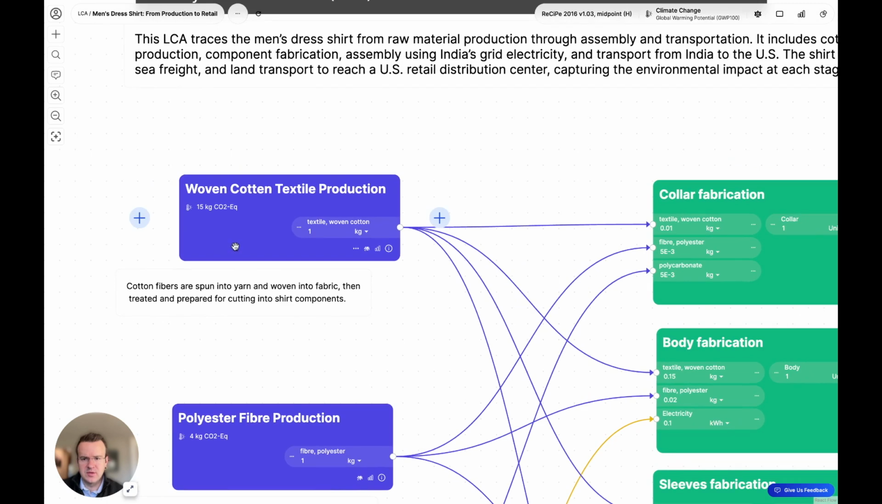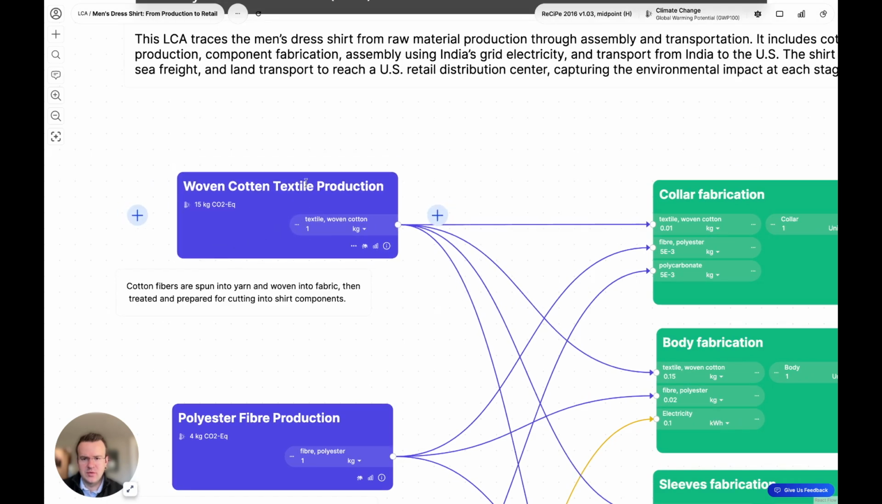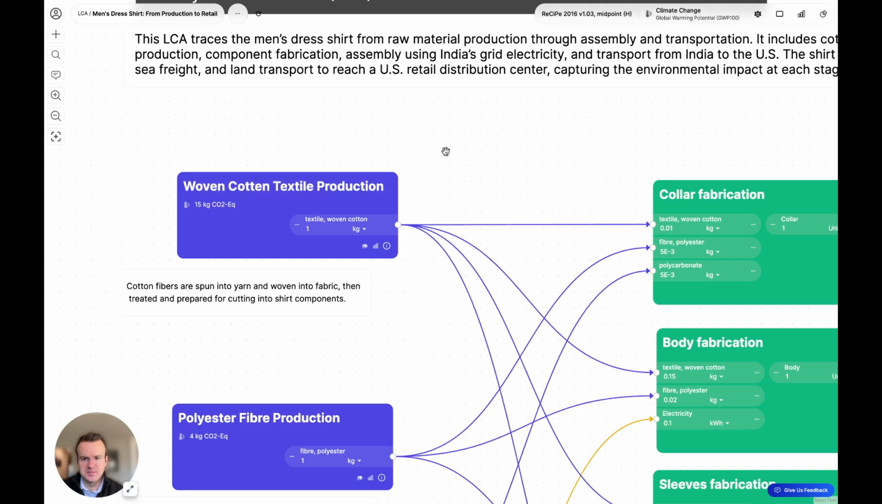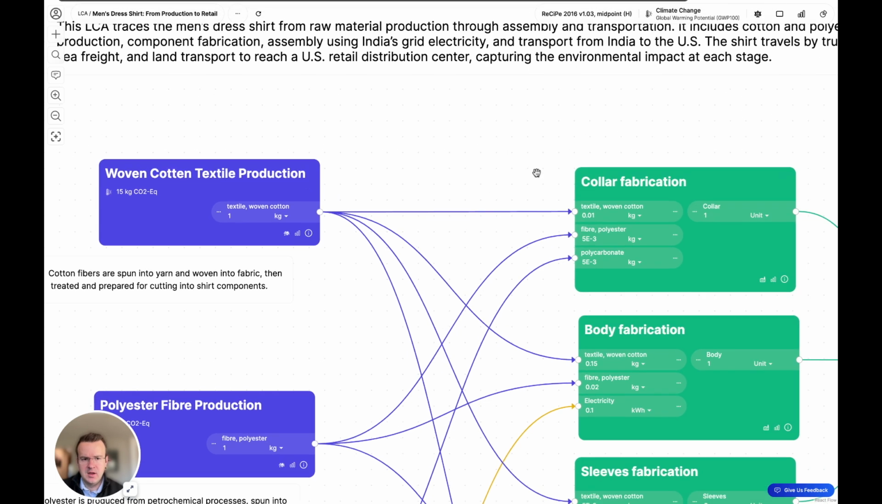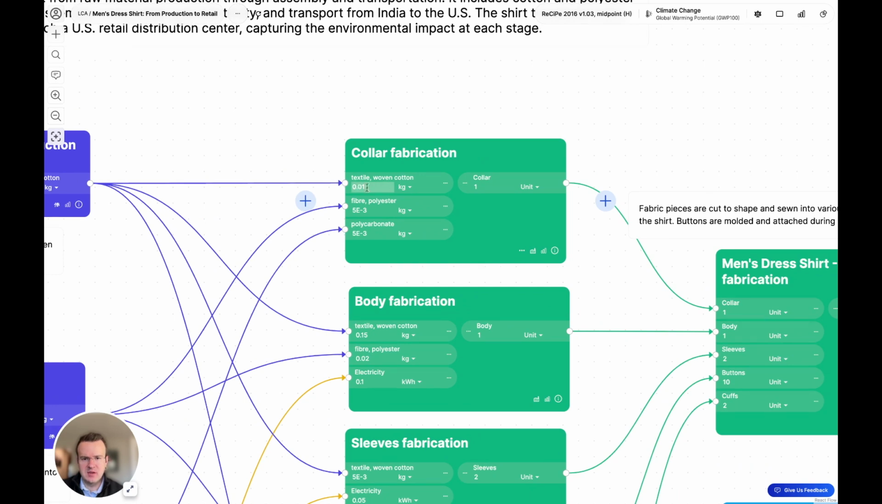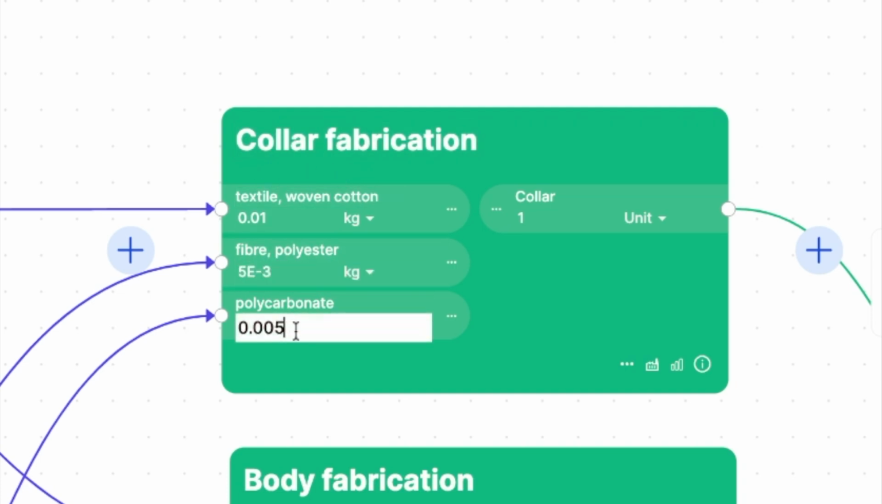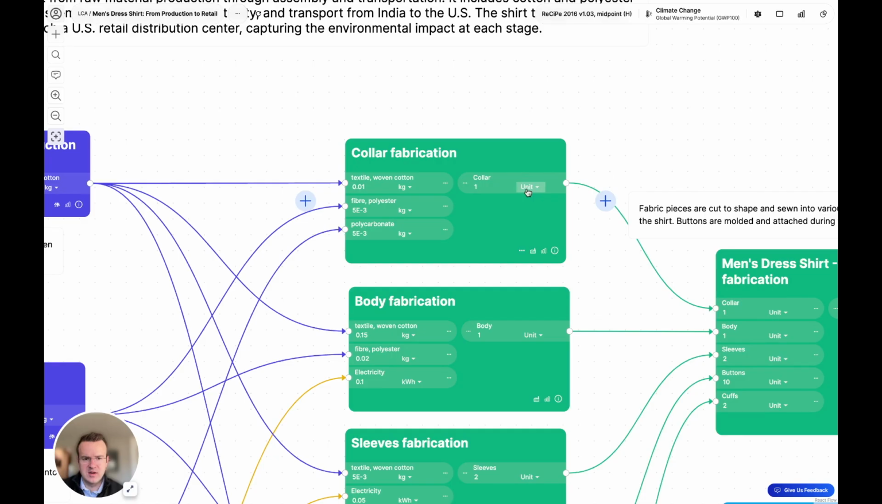So starting left to right, we've got two different kinds of cards. We've got impact cards where you can see an impact displayed, which means that, again, we're looking at climate change here. For every 1 kilogram of woven cotton textile, we're generating 15 kilograms of carbon dioxide equivalent impact. And moving to the right, we're saying we're consuming about 10 grams of this woven cotton in the fabrication of the collar. We ingest some polyester fiber as well, and some polycarbonate maybe for the little stays or buttons, whatever goes into the collar there.